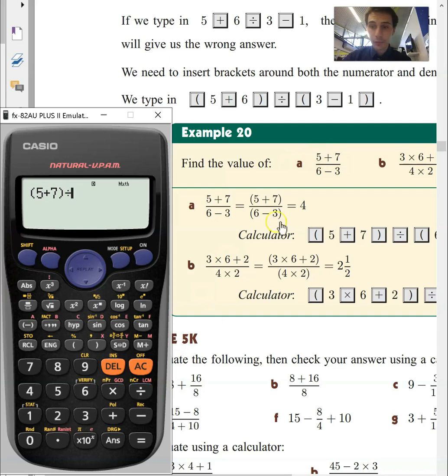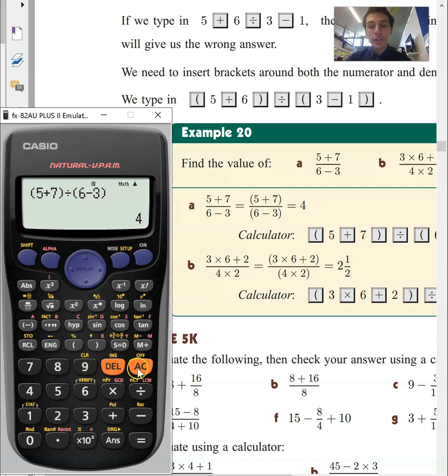And then divide, because a fraction is like a division. And then the denominator in brackets, which is bracket 6 take 3. So I put the numerator in brackets and the denominator in brackets. So hopefully this gives us the same as 12 divided by 3. Awesome, it does. The answer is 4.